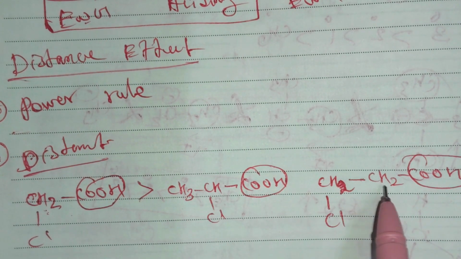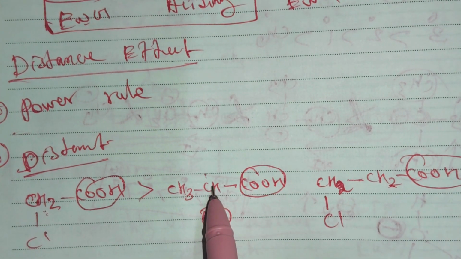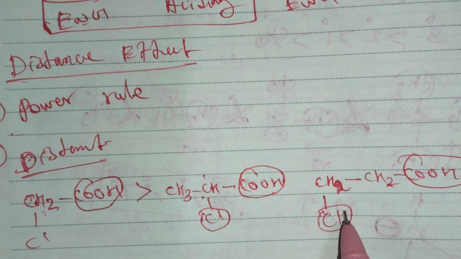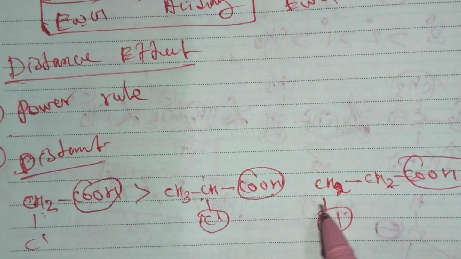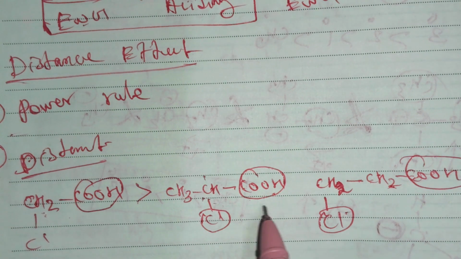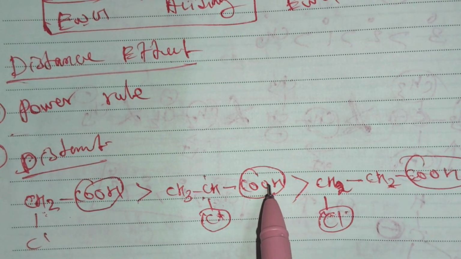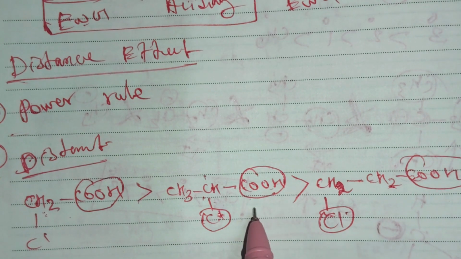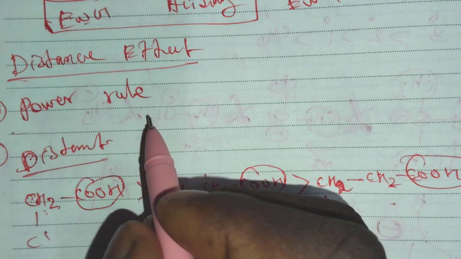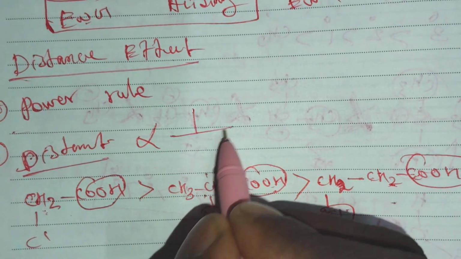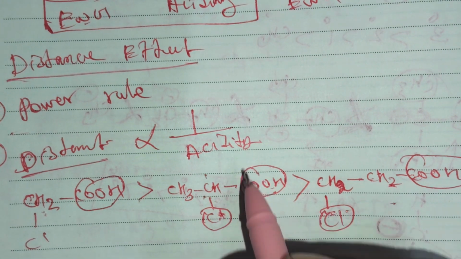Suppose we see that these two have the same molecular formula. Here the chlorine is substituted at the second carbon, adjacent to the COOH group. But in the other case, the chlorine is substituted one more carbon apart from the COOH group, on the third carbon. So this chlorine is closer, so more electron cloud is pulled from the oxygen-hydrogen bond. That's why the acidic character of this compound is greater compared to this. As the distance increases, the acidity decreases. For that reason, in the distance rule, acidity is inversely related to the distance.